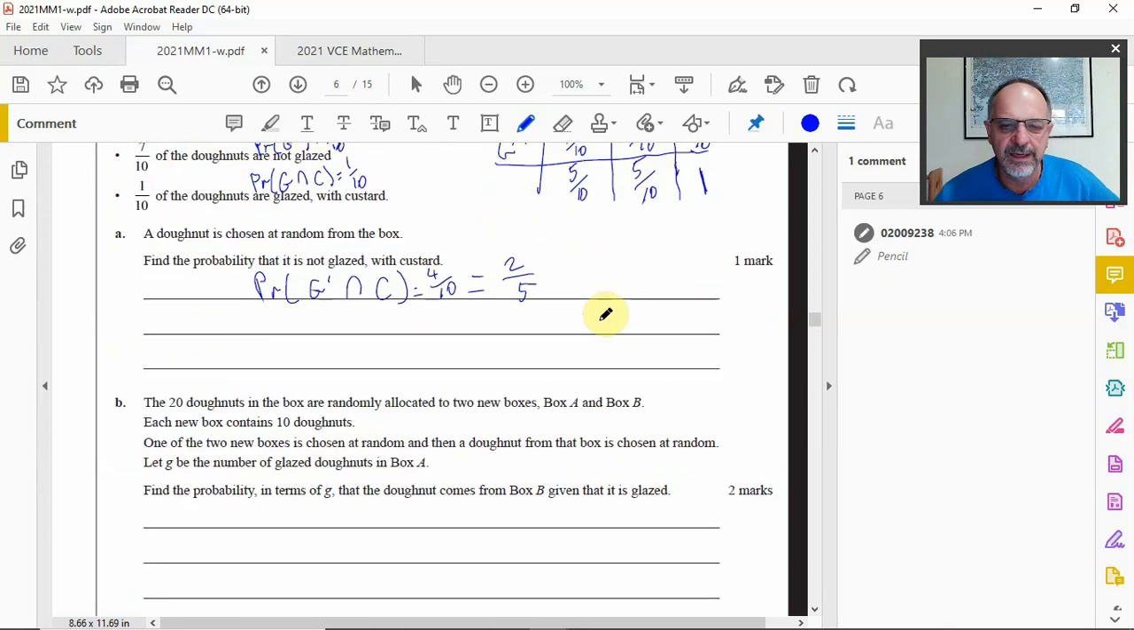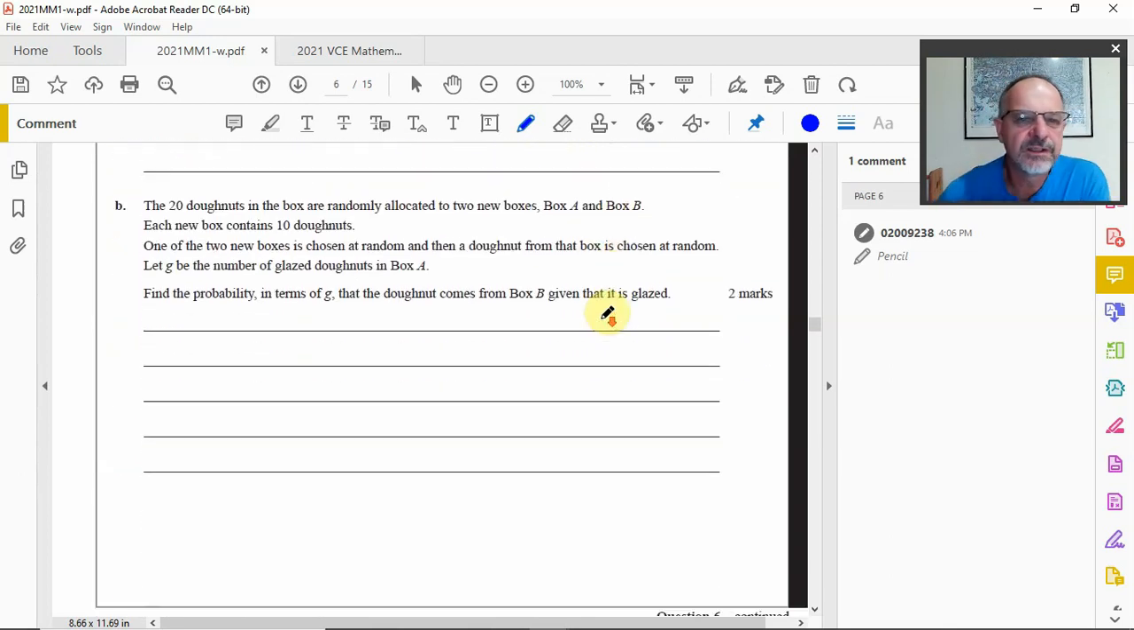All right, next. Now you've got to be careful here with all these words. Each of the donuts in the box are randomly allocated to box A and box B. So each new box contains 10 donuts. One of the new boxes is chosen at random, and then a donut from the box is chosen. Let G be the number of glazed donuts in box A. All right, so we've got to think about what we're doing. And that's this line here. So we choose a box, then a donut.